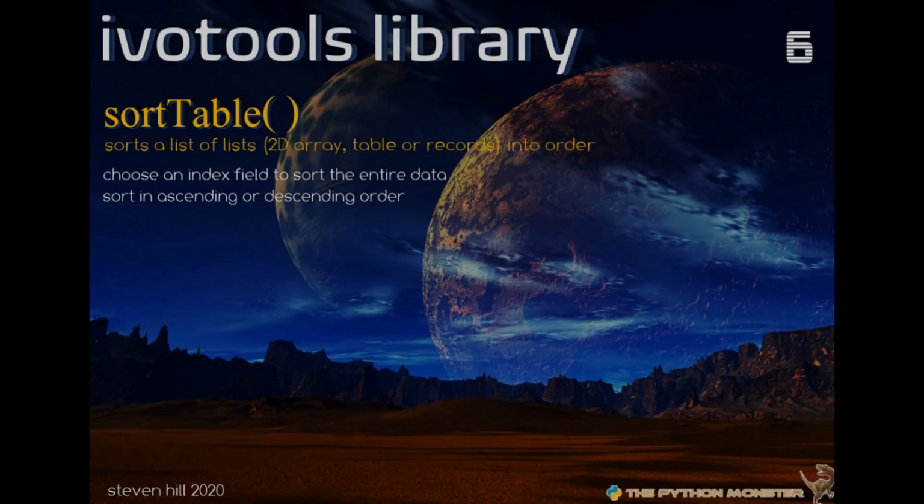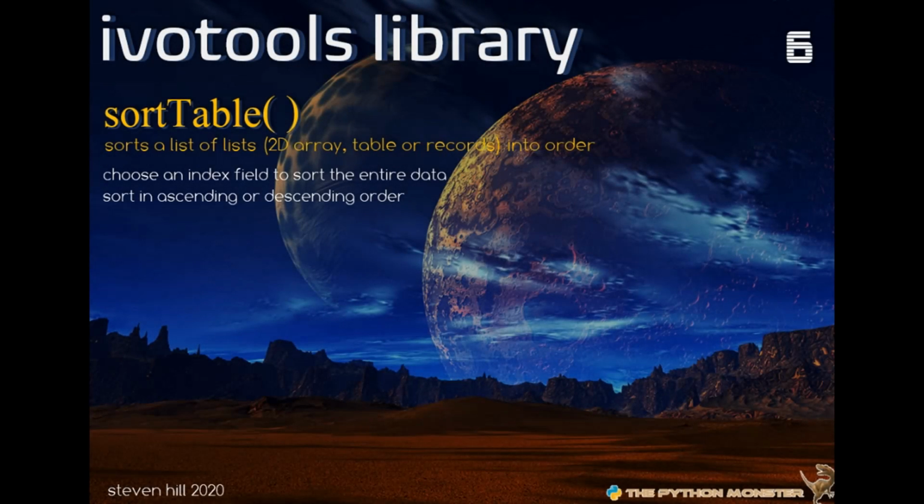Hi, and welcome to a video where we are looking specifically at the sortTable function, which sits in the ivotools library. sortTable sorts a list of lists, which you can also think of as a two-dimensional array, a table, or a collection of records into some type of order. And you can choose an index field to sort the entire data by, and you can also sort in ascending or descending order. Okay, so where does this come from, guys, and why is this useful?